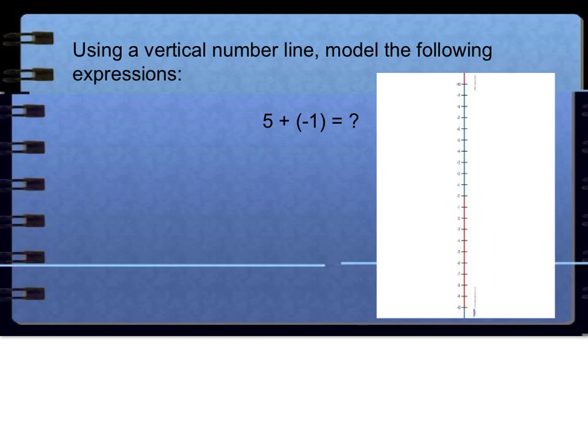All right, so now we're going to try with a vertical number line to model the following: 5 plus a negative 1. You're going to practice this as I'm paused. Come back and check when you're ready.